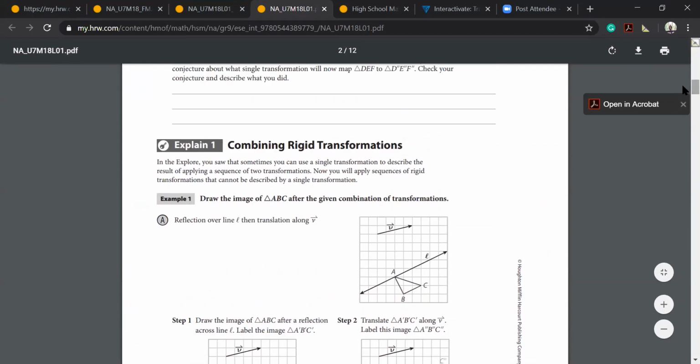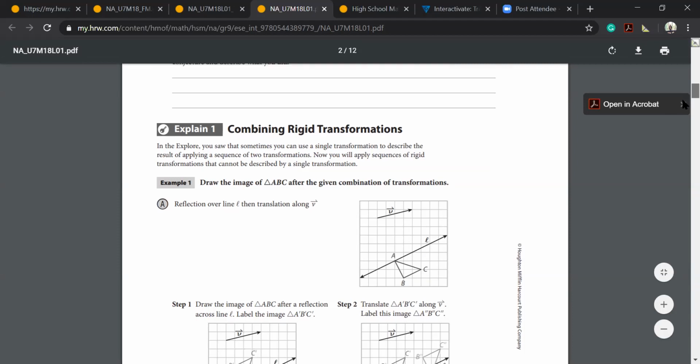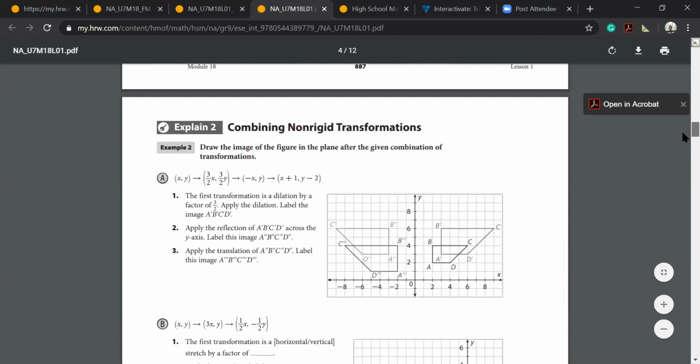Combining rigid transformation. Okay, the lesson here, girls, from now on is going to be divided into two parts. The first part is combining rigid transformation. What are rigid transformations? The three transformations that we have been dealing with: the rotation, the reflection, and the translation. And then the second part is going to be combining non-rigid transformation. What is a non-rigid transformation? Dilation is going to be happening, where I'm enlarging and shrinking my figure.